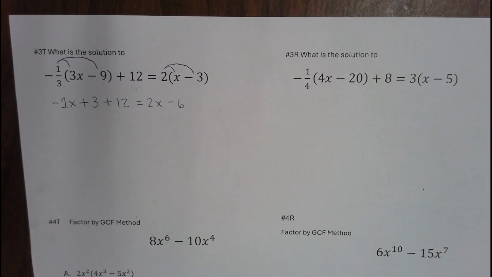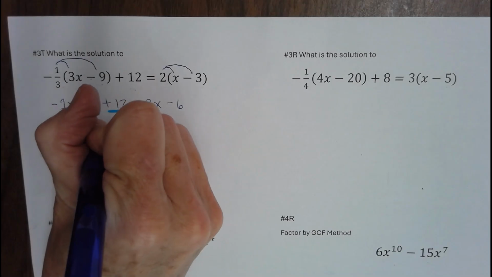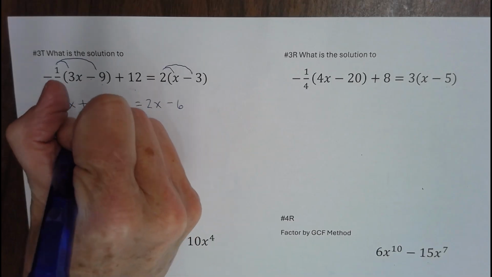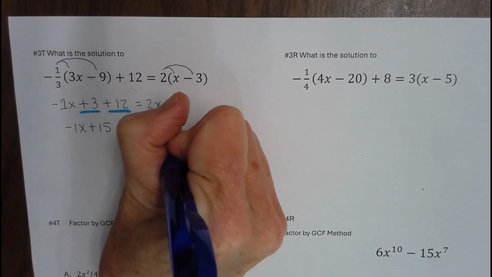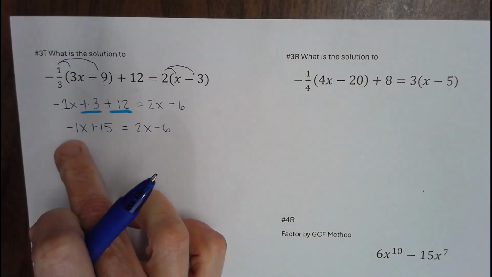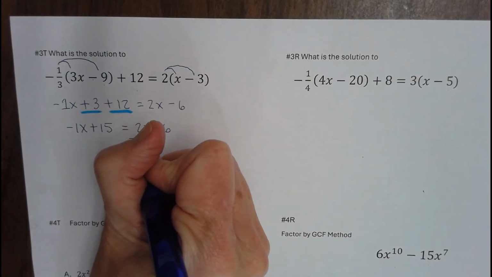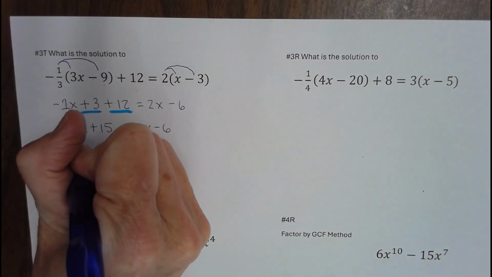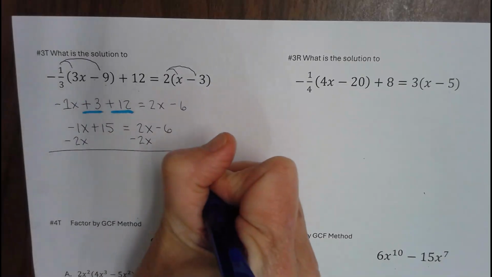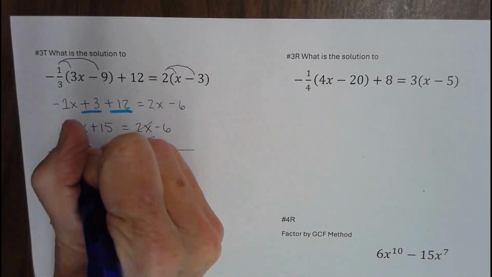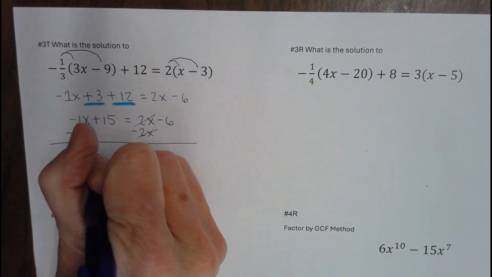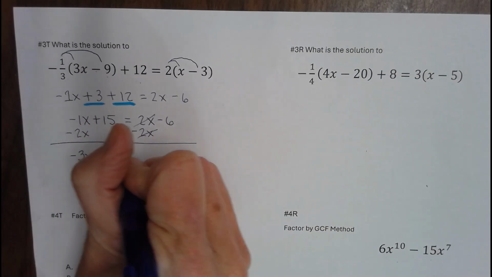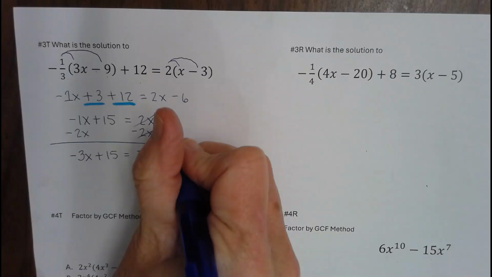Like terms here. So when I combine a 3 and a 12, I get a positive 15, and I'm going to bring everything else down. Now I've got to get my variables on the same side, so I'm going to subtract 2x on both sides of the equation. Negative 1x minus 2x is a negative 3x. I'm going to bring everything else down. Don't forget the negative on the 6.